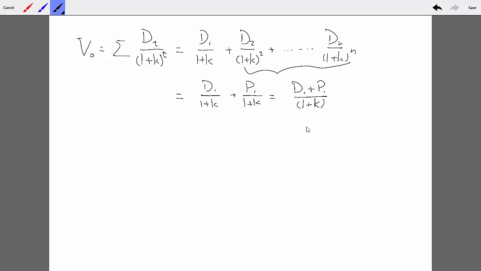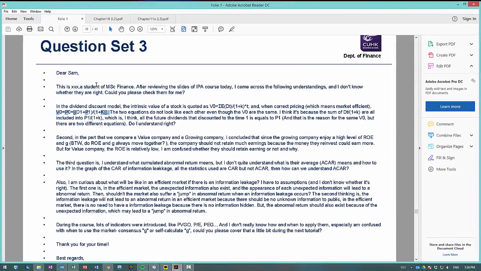So that's the equation. This P1 is just this thing over here, all of it, and then you just discount it back to today. Now, what's the next question? So your understanding is absolutely correct.